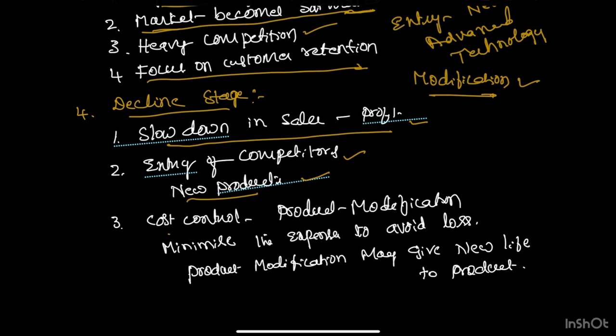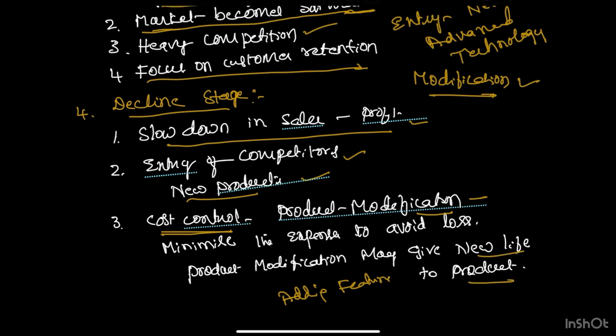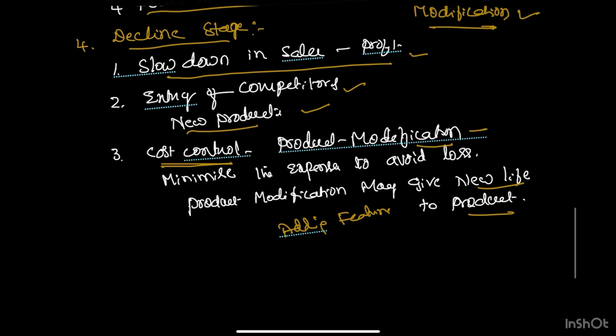What you have to do is try to make modifications or else cut down your expenses. You have to concentrate on cost control to avoid further loss. And modification, what you are going to do by creating a new design, new color, adding certain features to the product. All these may give a new birth to your product also. Again, the product may cross through the different stages. It's a very rare situation, but still your effort may bring a new birth to your product.